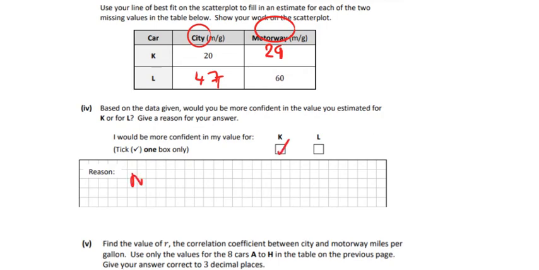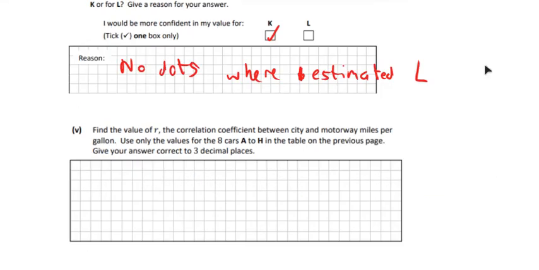And the reason is maybe there are no dots where I estimated L. So something like that for a reason.